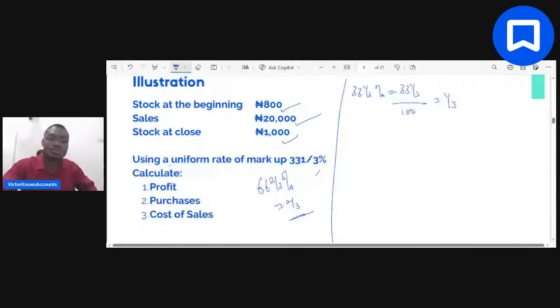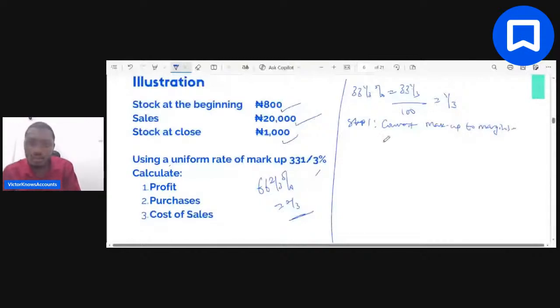Number one, calculate profit. Now you see the issue here. They give us sales, but they give markup, and you cannot use markup to calculate profit with sales. So it means that you have to convert markup to margin. Step one, convert markup to margin. If markup is 1/3, then your margin equals numerator over denominator plus numerator.